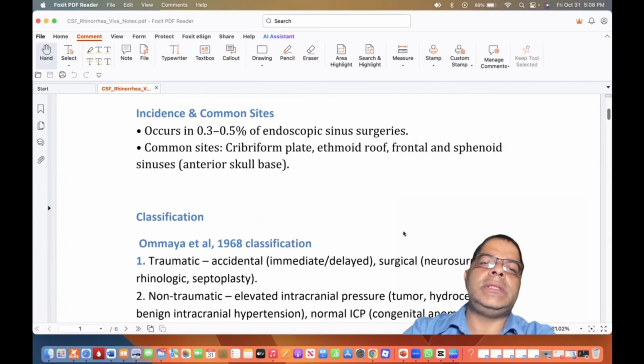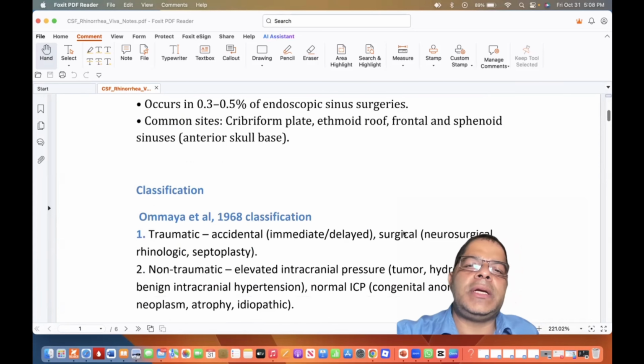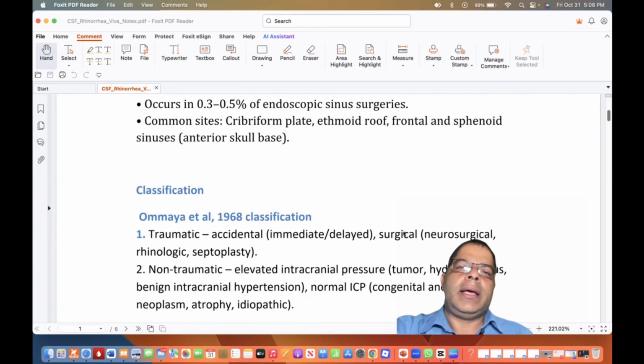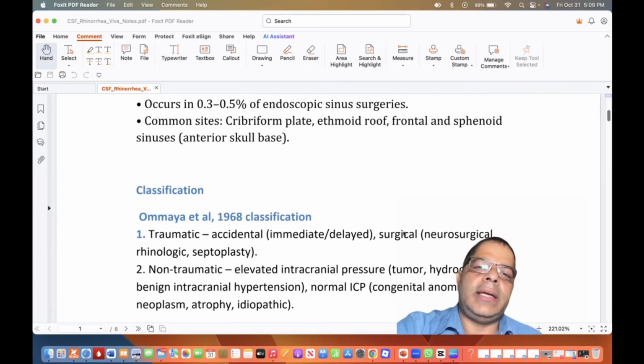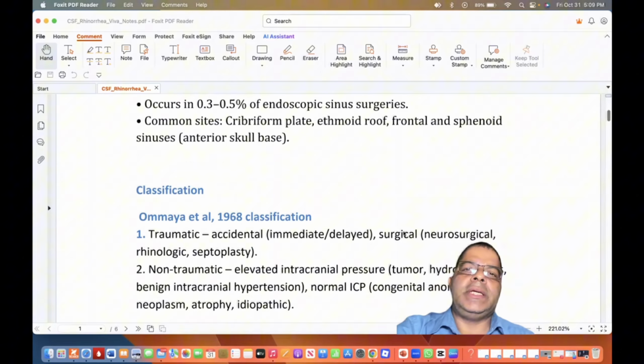Incidence-wise, it is 0.3 to 0.5% in endoscopic sinus surgery. Why is it important? It is the most important for the endoscopic sinus surgeon, as functional endoscopic sinus surgery flourished all over the world through the work of Stammberger around 1990, one of the leading surgeons in the world. But that sometimes leads to CSF leak. There are more causes we will discuss, but for us that is important, so I mention it here.